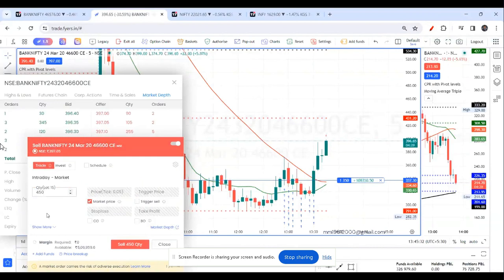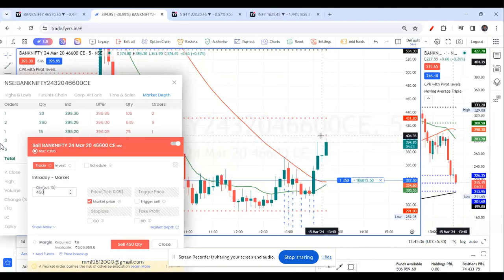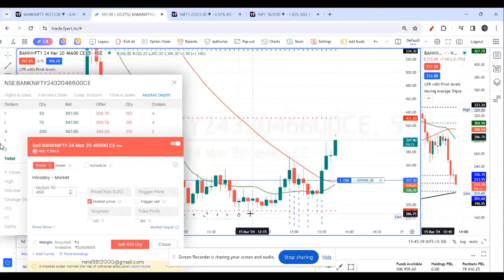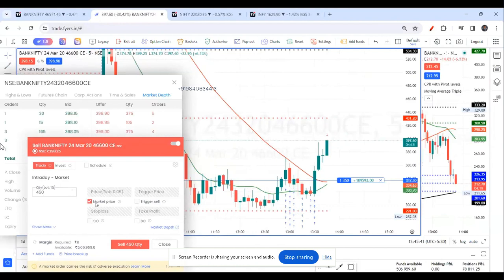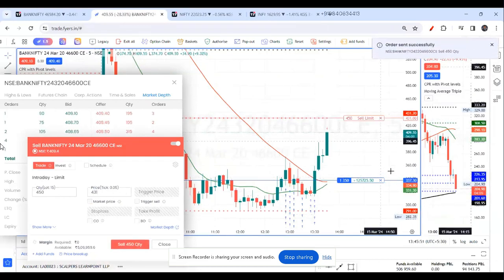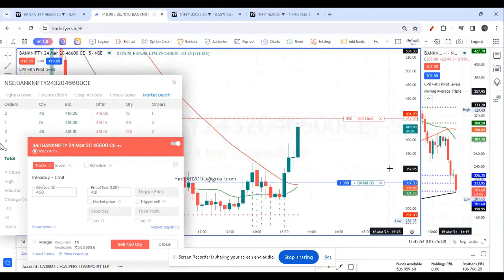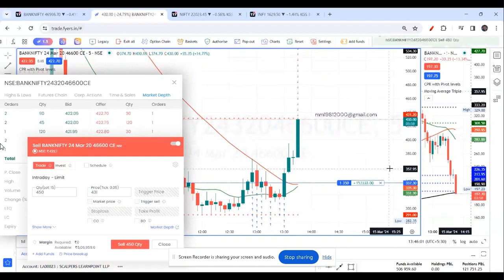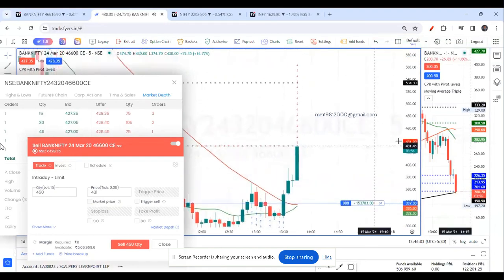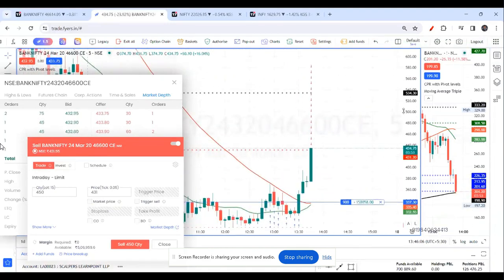We have booked 30 lots, 50 points. Next target is 431. Okay. Done. So still we are having 60 lots.